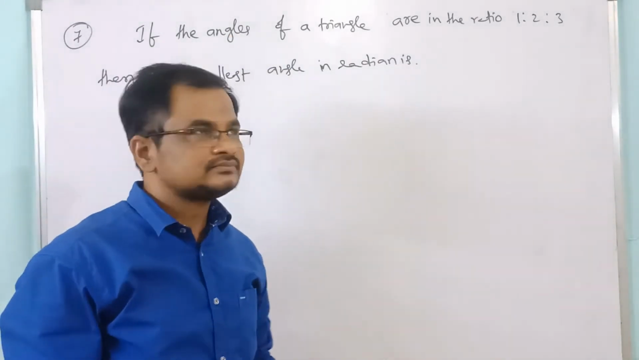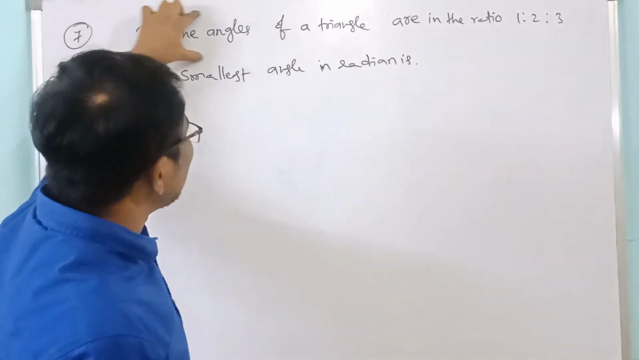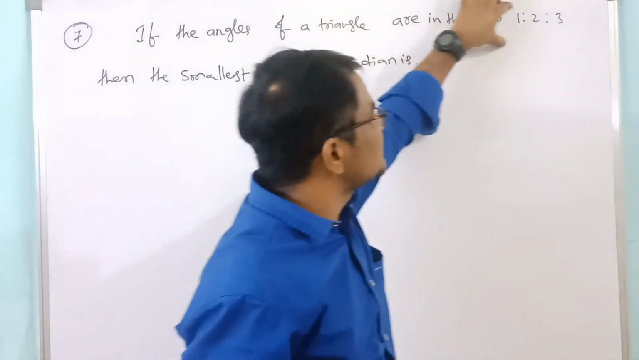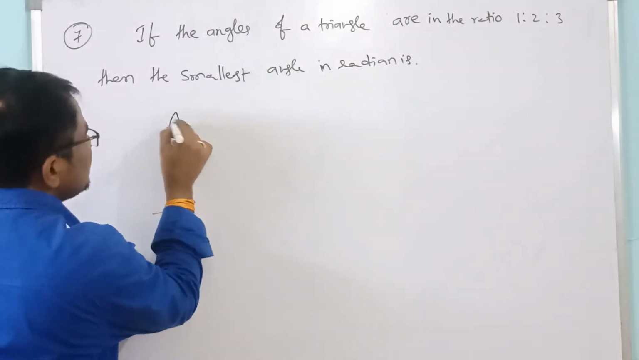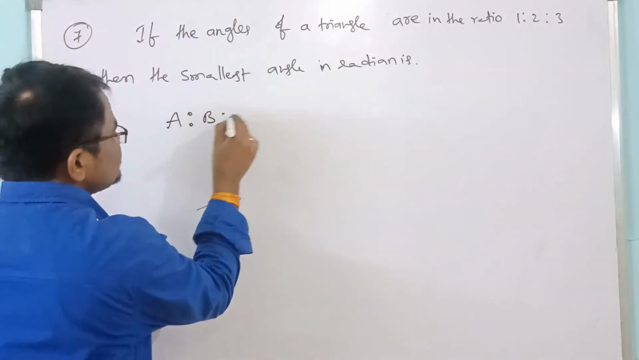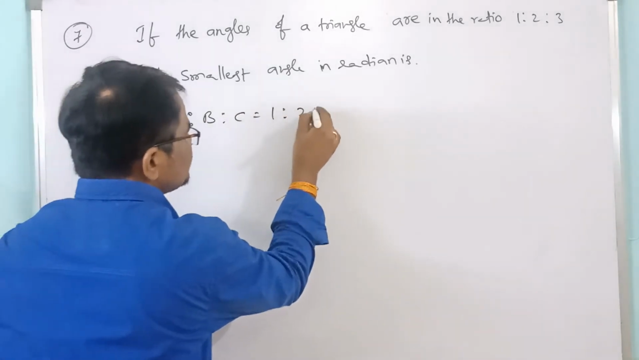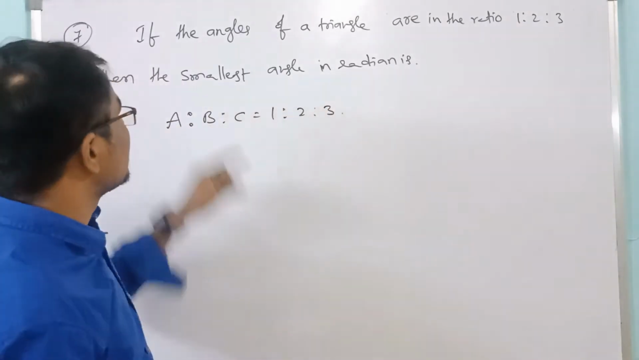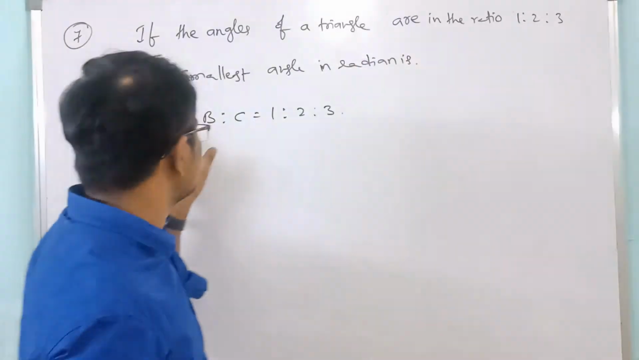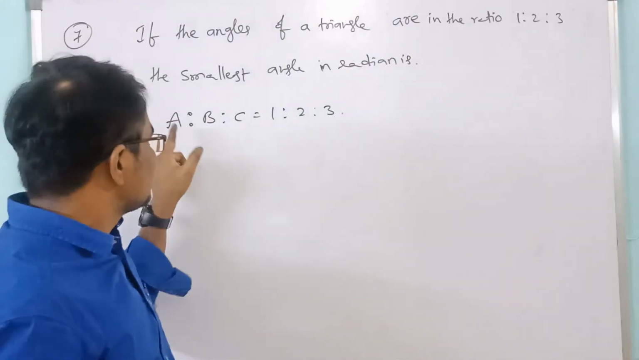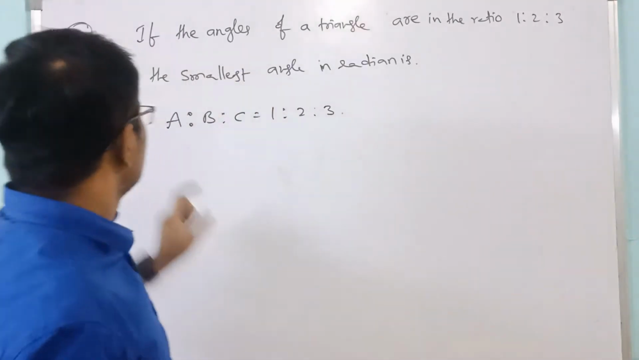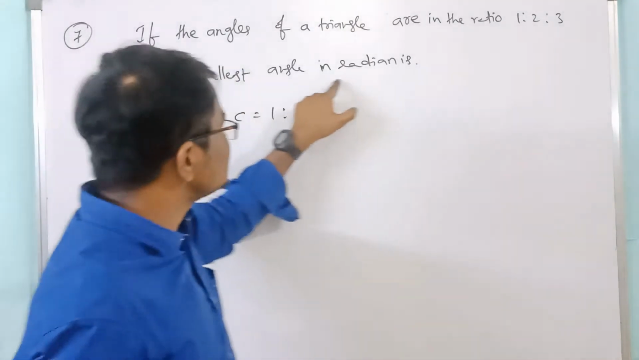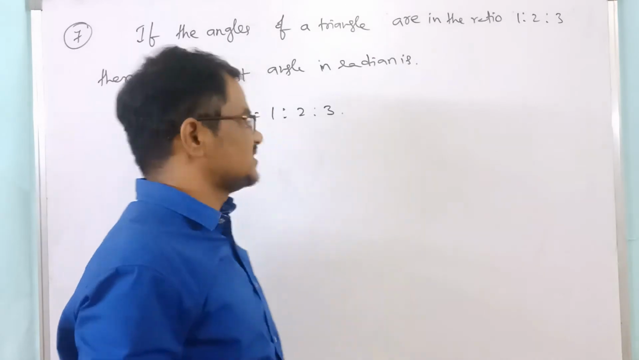Seventh problem. Here what is given? The angles of a triangle are in the ratio 1:2:3. If we take the angles of the triangle as A, B, C, then A is to B is to C equals 1:2:3, given. Then what are they asking? The smallest angle in radians.